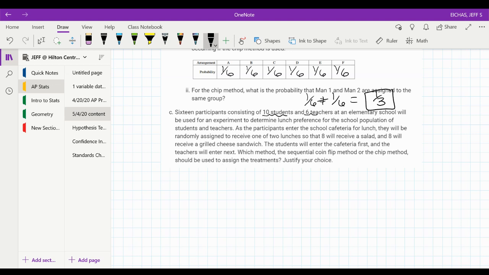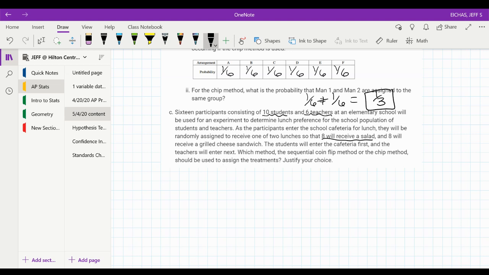You have an unequal number of teachers and students. If you assign the students first, let's say the coin flips happen to go such that 7 out of the 10 students are assigned to the salad. Well, now only one of the remaining teachers can have a salad. And now we're going to have an unequal number in the grilled cheese area. So you're going to end up having 5 out of 6 of the teachers in the grilled cheese sandwich because of how the coin flips started out. So we want to be careful of that.